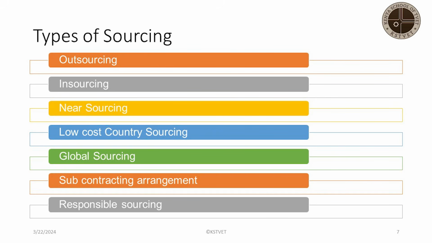3. We have near sourcing. In near sourcing, the institution conducts a reconnaissance of the area to find suitable suppliers of the needed materials. Then they'll engage the suppliers in contract negotiations.